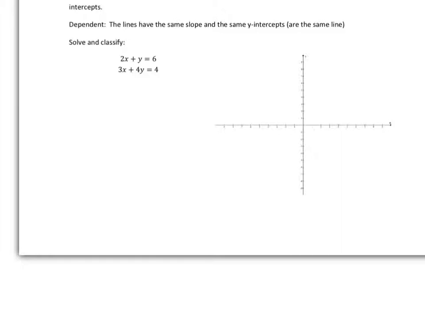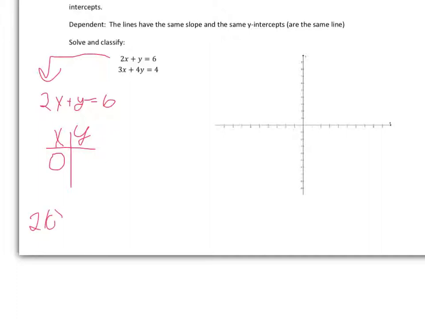So in this first one right here, we have 2x plus y equals 6. If we want to graph this, I'm not going to solve for y, I'll just go ahead and find the intercepts. Once again, if I'm finding the y-intercept, I plug 0 in for x. So we have 2 times 0 plus y equals 6. 2 times 0 goes away, so we get y equals 6. So (0, 6) is a point on this line.